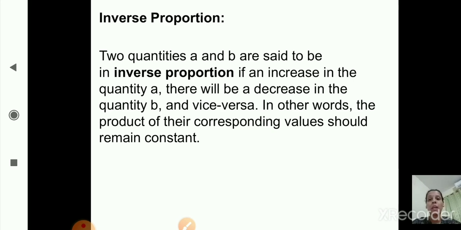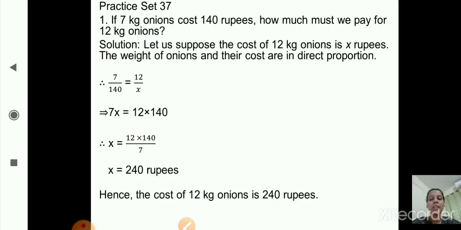Now we'll start with the practice set. So this is practice set 37. Question number 1. If 7 kg onions cost 140 rupees, how much must we pay for 12 kg onions? So what is given? 7 kg onions cost 140 rupees, and we have to find the cost of 12 kg onions. In the solution, first let us suppose the cost of 12 kg onions is x rupees.